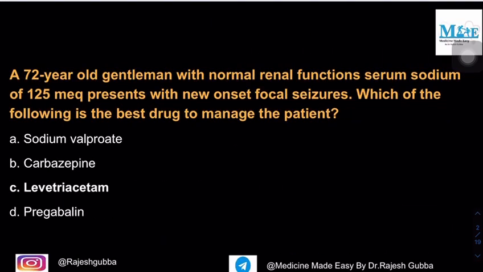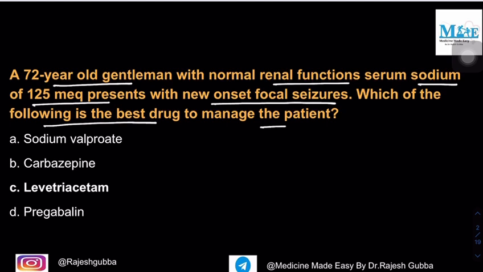So if you see the first question of that quiz, we have a 72-year-old gentleman with normal renal function and the serum sodium is 125 milliequivalents. He presents with new onset focal seizures. Which of the following is the best drug to manage the patient? The options are sodium valproate, carbamazepine, levetiracetam, pregabalin.